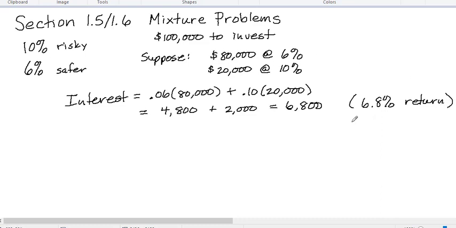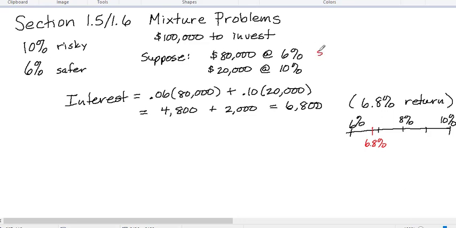Notice that if you had a scale, you went from 6% to 10%, and you made like a graph, 6, 7, 8, 9, 10. Right in the middle is 8%. We didn't get an average of right in the middle of the 6 and the 10%. Our 6.8% return is way over here. And that's because we weighted so much more money at 6%. We put 4 times as much money at 6% than we did in the 10% account.